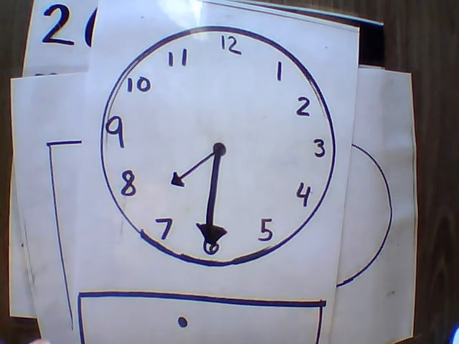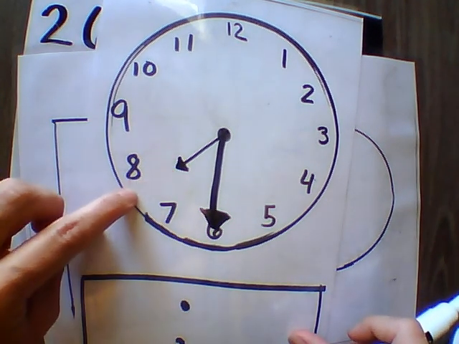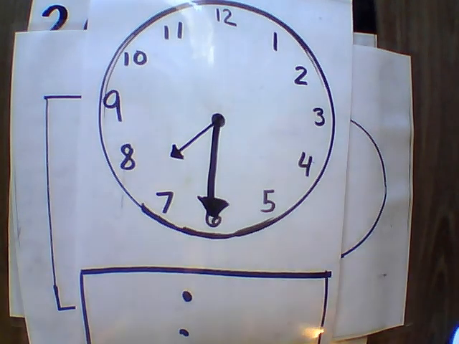Now we have our time. So notice our hour hand is between 2 numbers. So solve the time now. Go.